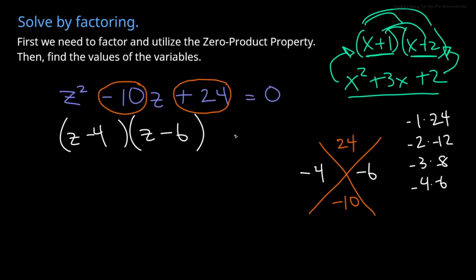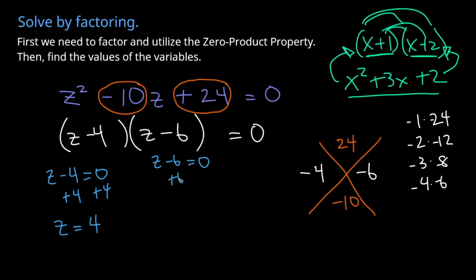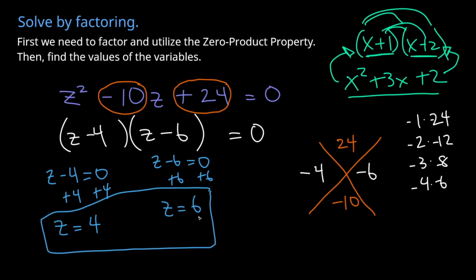Now that we have factored, we can solve using the zero product property. So now we're going to work on solving it. Set this equal to 0. Z minus 4 equals 0. Solve. So we get z equals 4. Same thing here. Z minus 6 equals 0. Add 6. Z equals 6. So when we plug in 4 for z and 6 for z, that'll make this equal to 0.